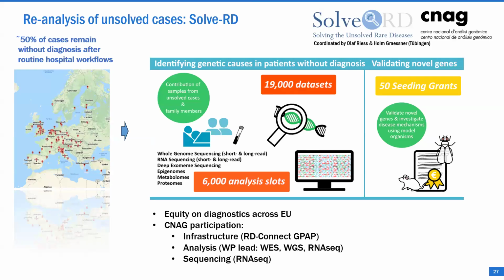The first project in which we used the RD-Connect GPAP to gather all the phenotypic and genomic information is Solve-RD. One of the aims of this project was to reanalyze unsolved cases, so cases with exome data that is negative after going through the whole routine hospital workflow. Because, as you may know, around 50% of cases are still negative after the analyses that are performed. So the idea was to collect 19,000 data sets with the phenotypic data also included, and to do a reanalysis to try to diagnose some of them. Of course, this is part of the project. There were other parts, such as generating new omics data, etc., that I won't go into in detail.